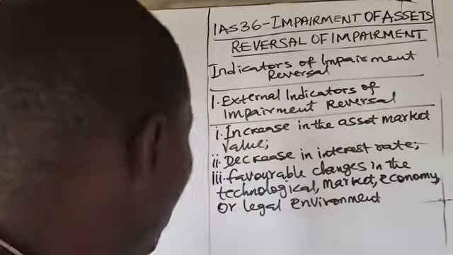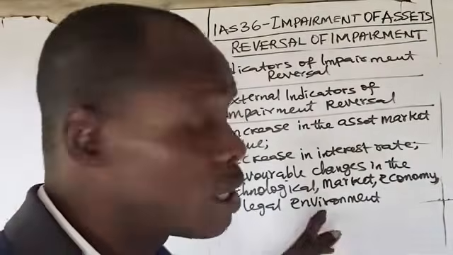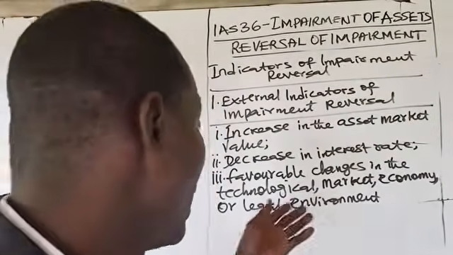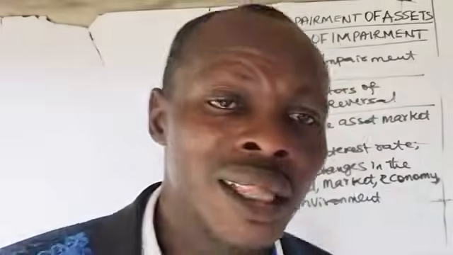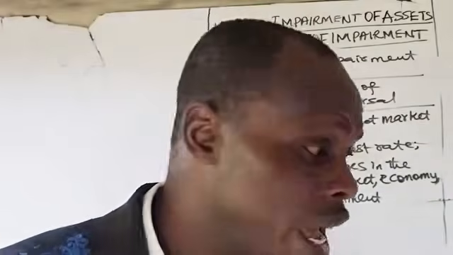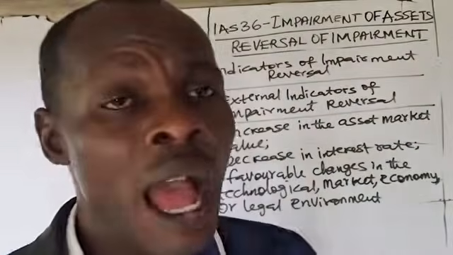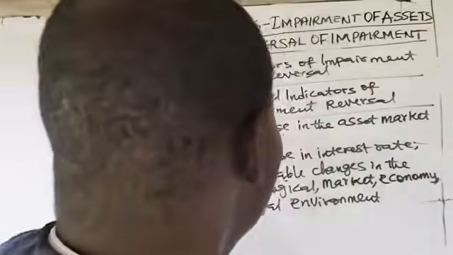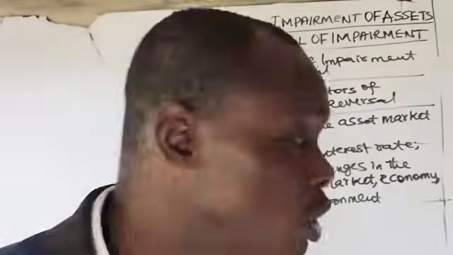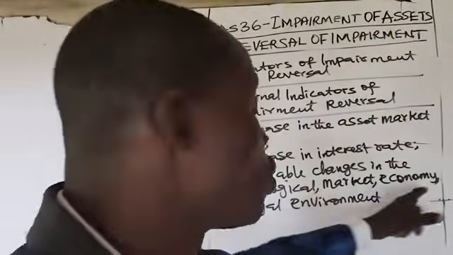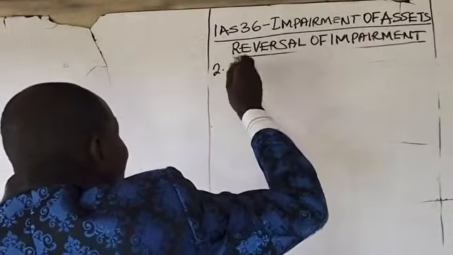Where there are positive improvements in technology, that means the asset will be expected to work more than before. Where the legal environment has a positive impact on the asset, the value of the asset will be expected to increase. That means the asset will be worth more than before. And if the asset is worth more than before, the recoverable amount of the asset will be higher than its carrying amount. And where that happens, the impairment loss you have granted in the past may need to be reversed.